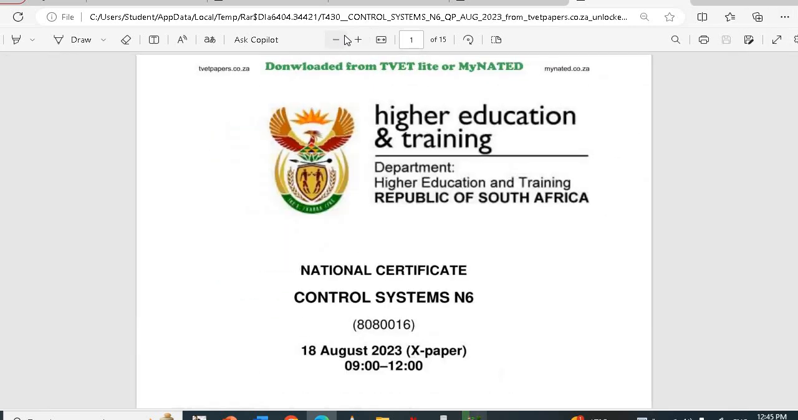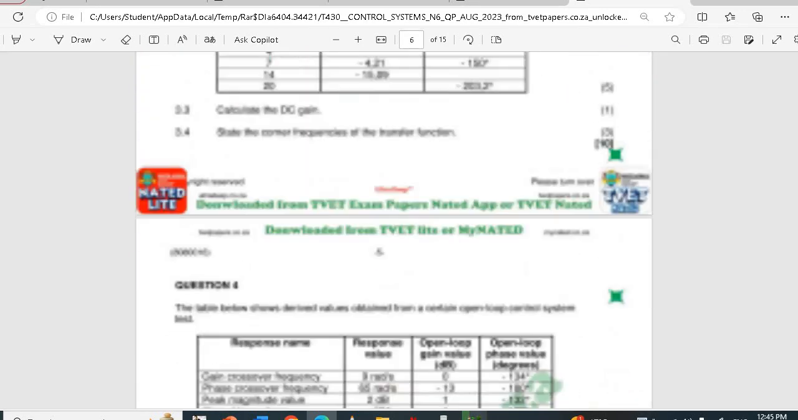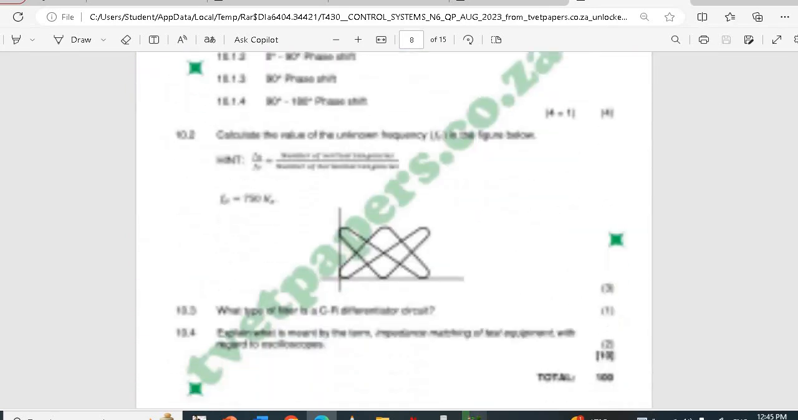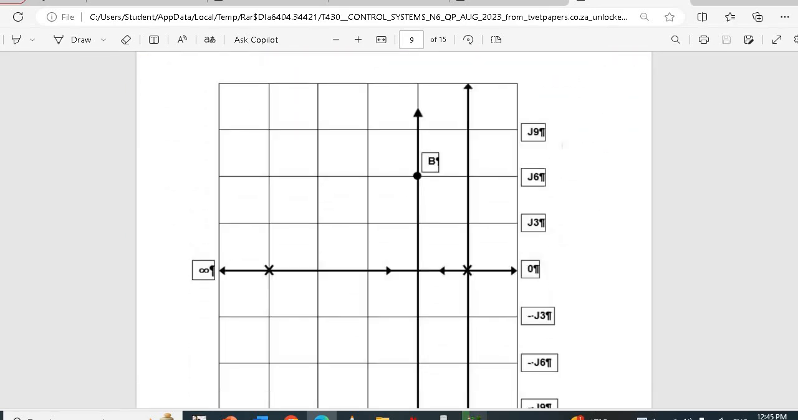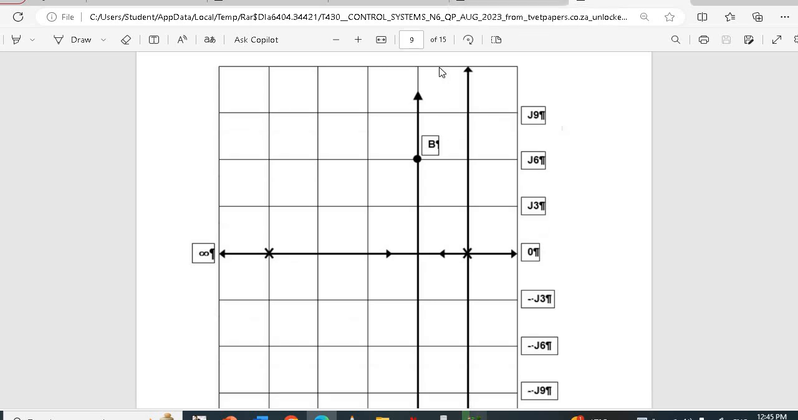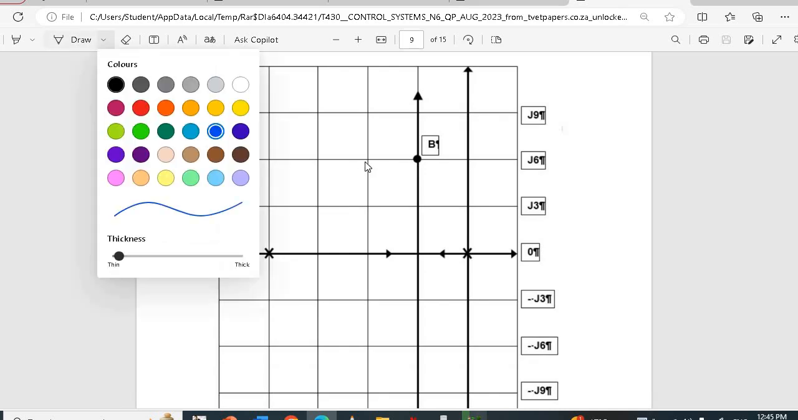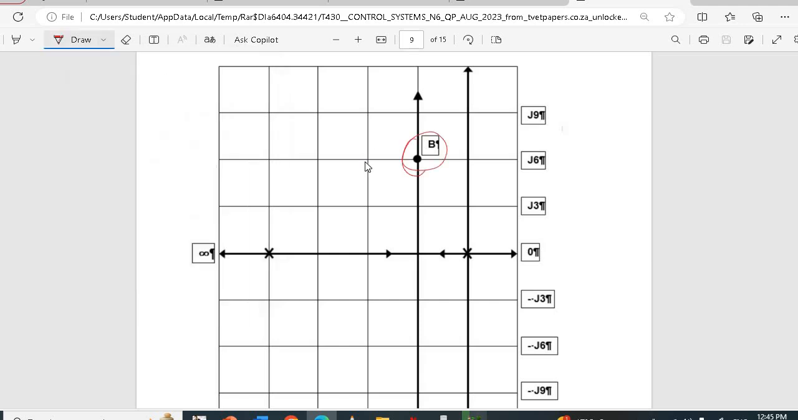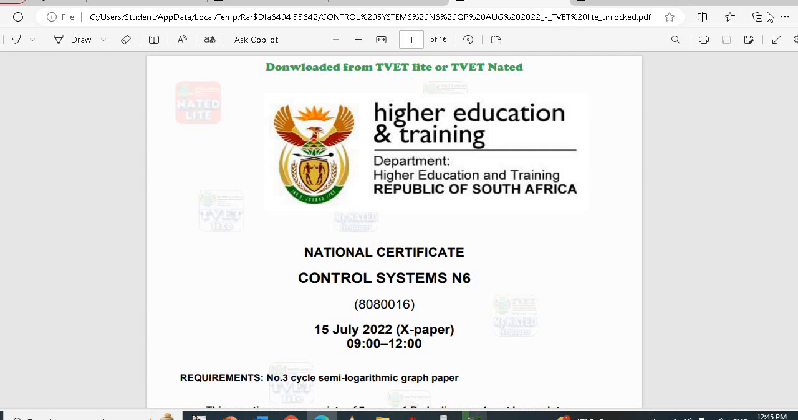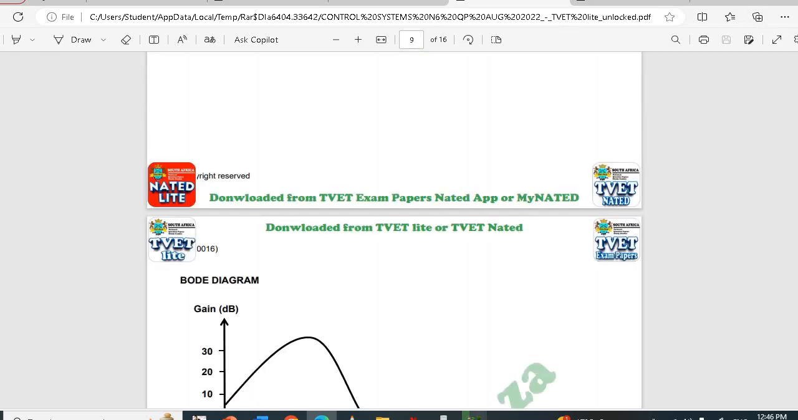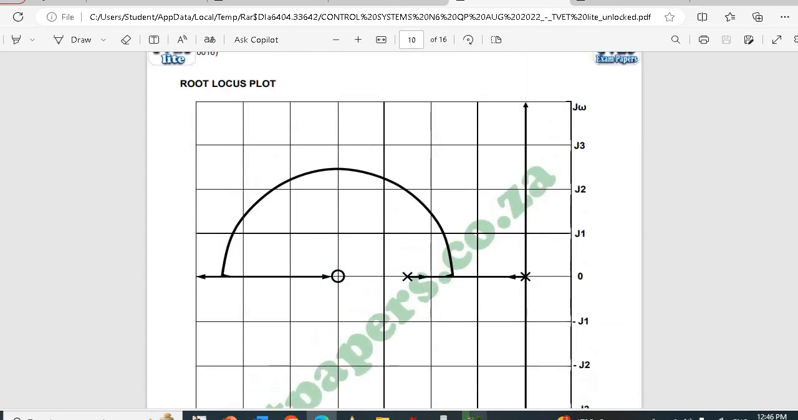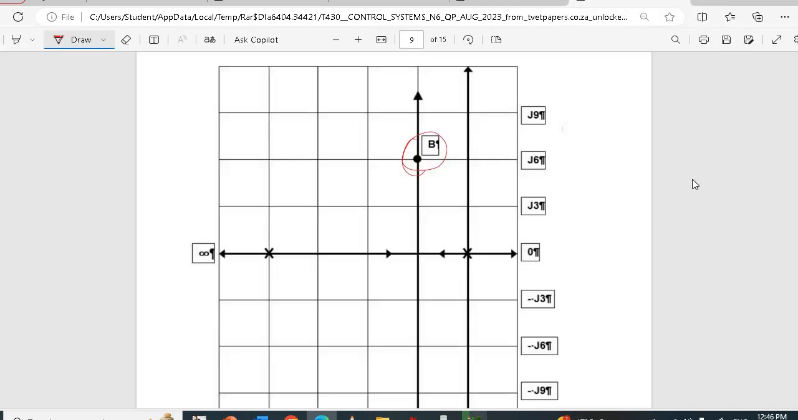This video is on root locus, so I'm going to do these two papers. I will show you the difference where you are given a root locus diagram like this one with a point there, and another one where you are given the diagram with no point. You can see there's no point there, so you should know the difference. So let's start with the easy one where you have a point, but first we have to label a few things.